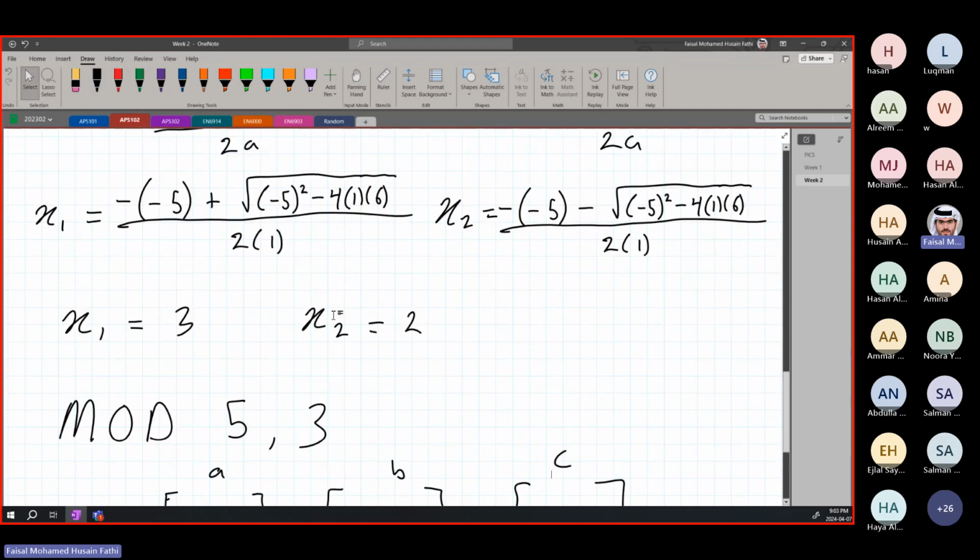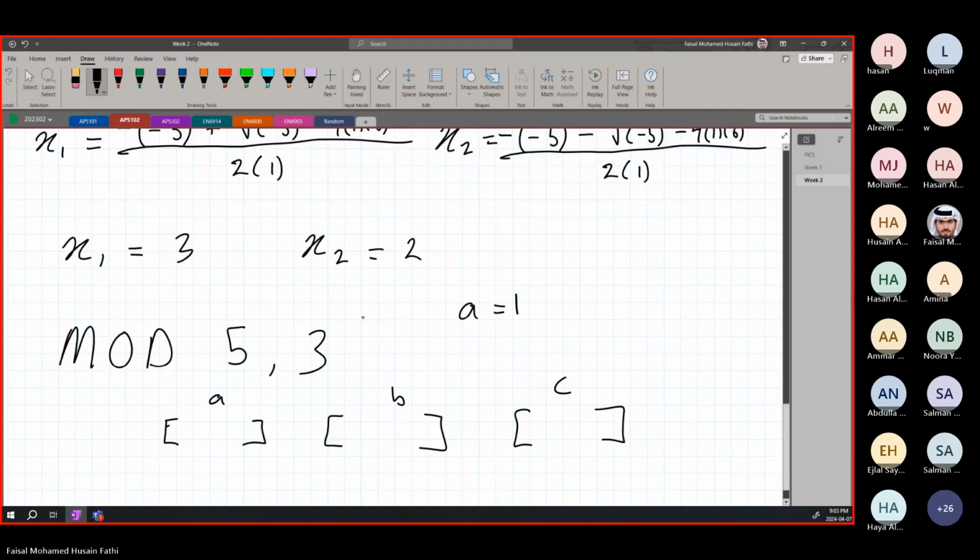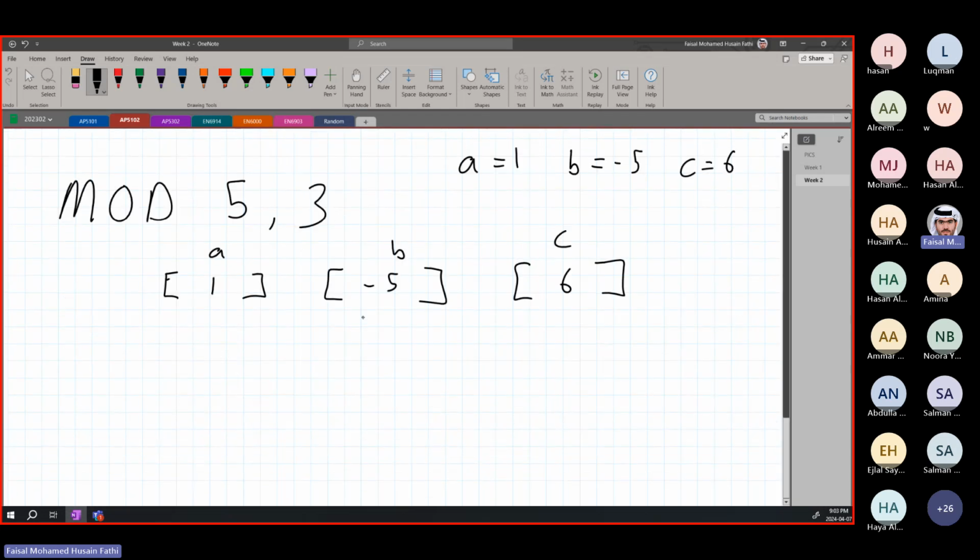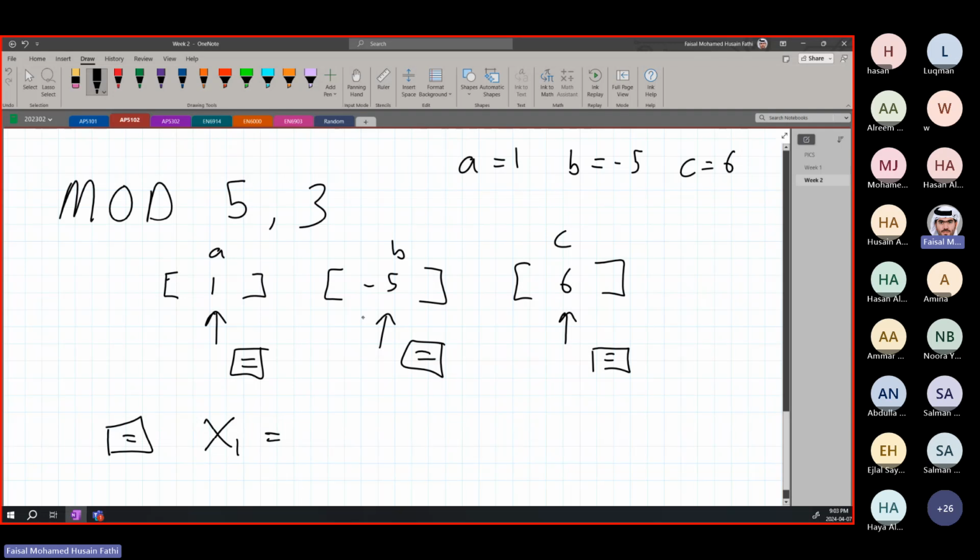So we know that A was equal to 1, and B was equal to minus 5, and C was equal to 6. So you're just going to put 1, minus 5, and 6 in the calculator. So 1 equals, minus 5 equals, and 6 equals. So every time you put a number, you're going to hit the equal sign. But then you'll put the next number, and then you'll hit the equal sign. And then you'll put the last number, and you'll hit the equal sign. Okay? Then once you hit equal again, you're going to get something like this. X1 is equal to 3.